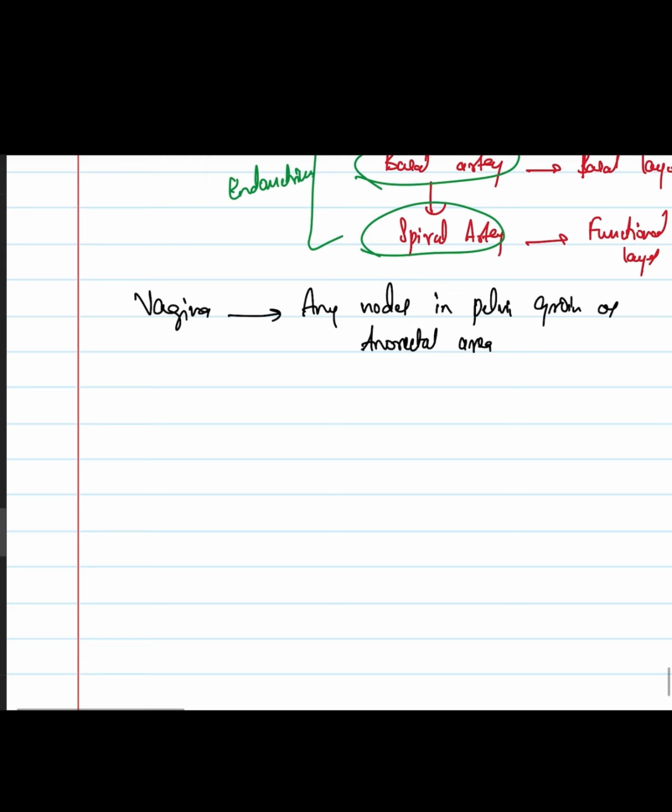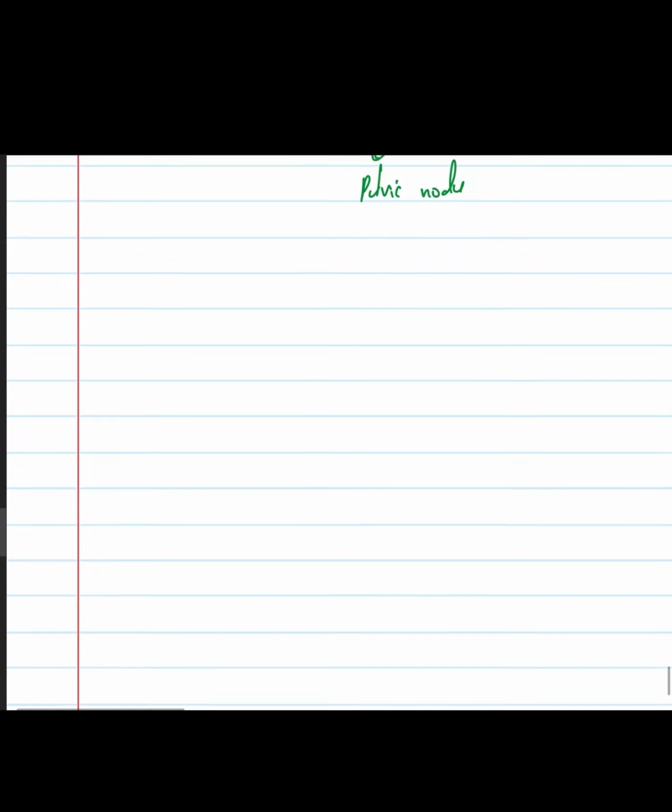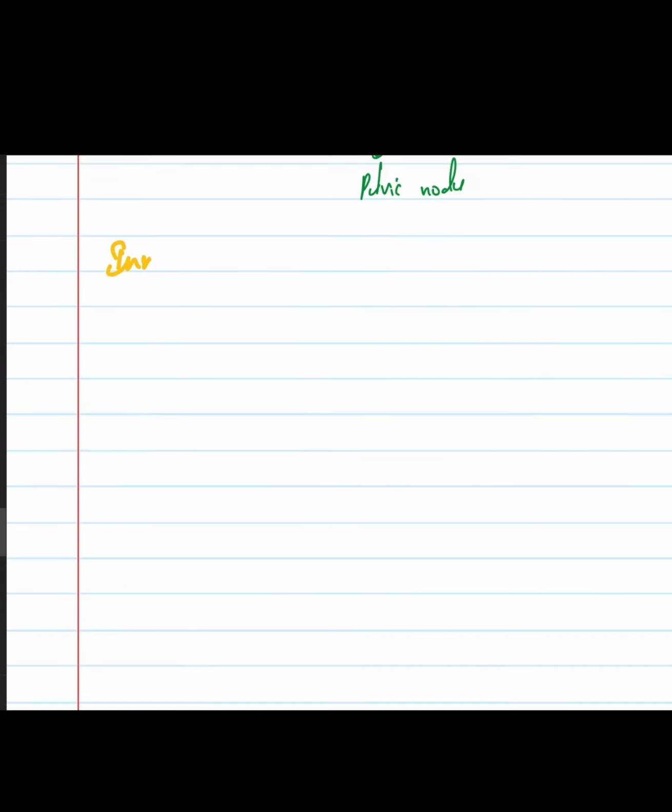But the vulva goes to superficial inguinal nodes, and then deep nodes, and then goes to pelvic nodes. Vulva plus the distal part of the vagina. Okay, this is the lymphatic drainage. Now let me go to the innervation.